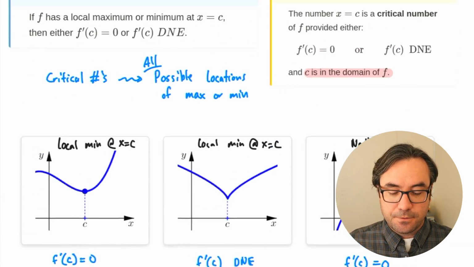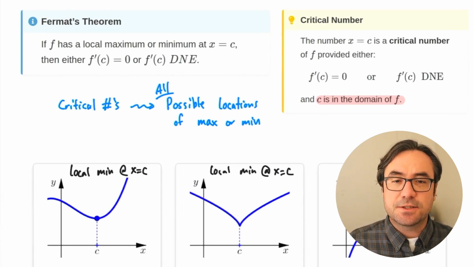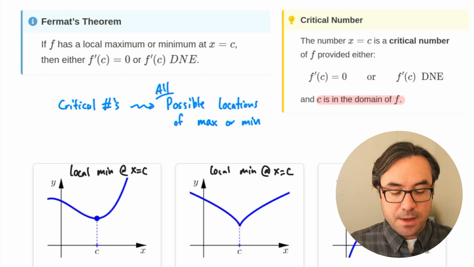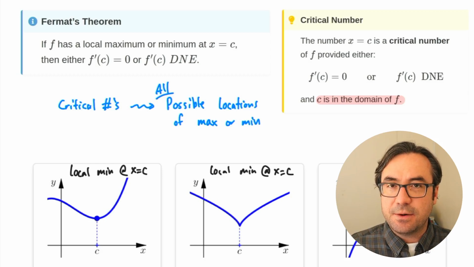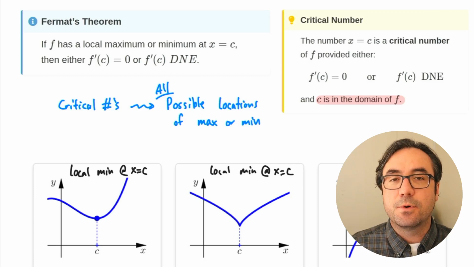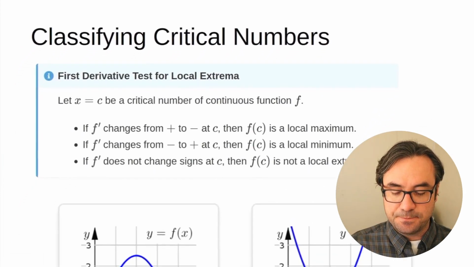So what Fermat's theorem does for us is it gives us all possible locations where our function might have a max or a min, but it doesn't necessarily tell us that we do have a max or a min there. So we need a little bit more to determine what's going on. And that's where the second part of this comes in.